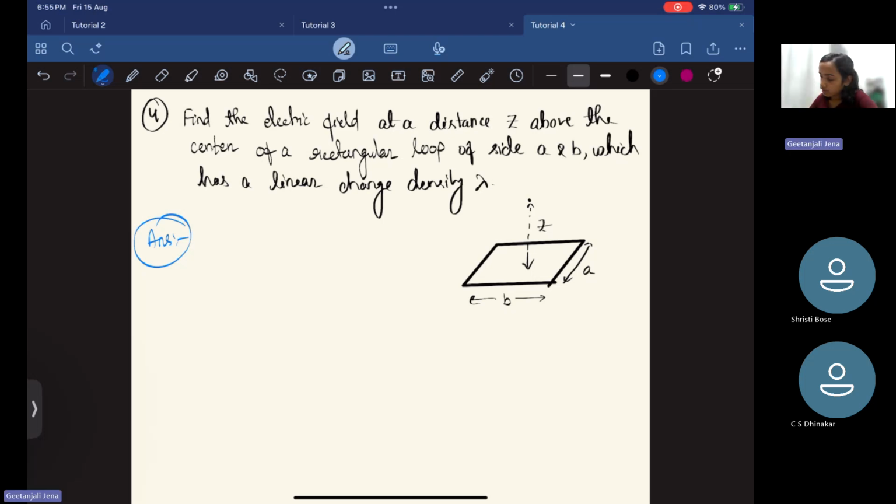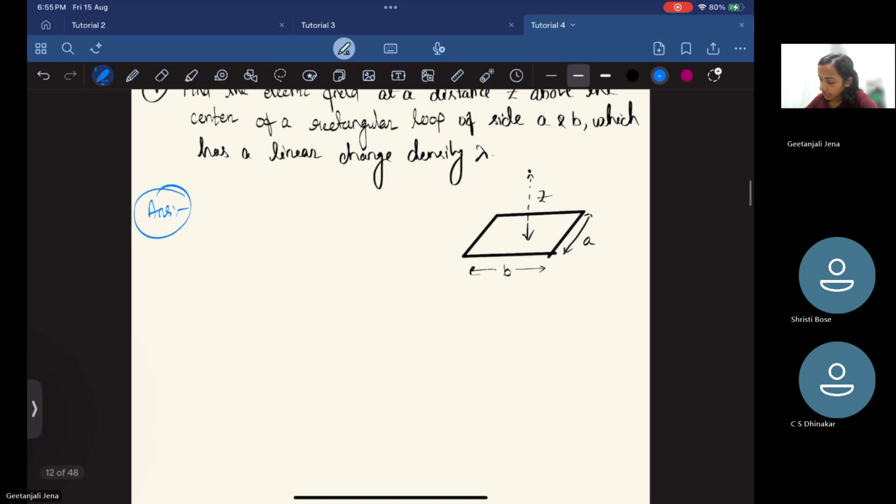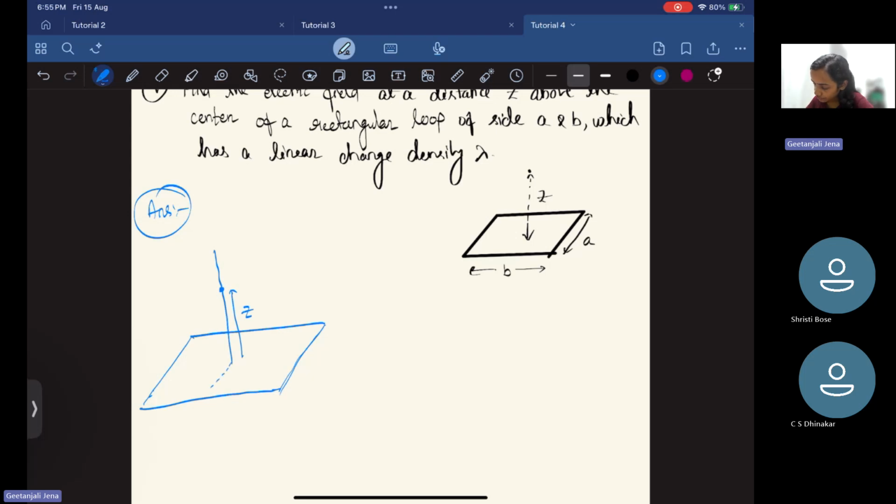So let us first take a small element. Your first task is to take a small element and find out what will be dE. This is z. Let us say we are checking the B side, in the y direction we have a dy, and this dy length element is producing a field dE here.